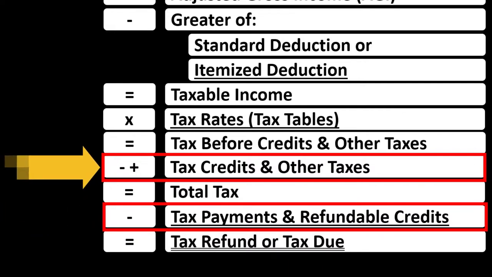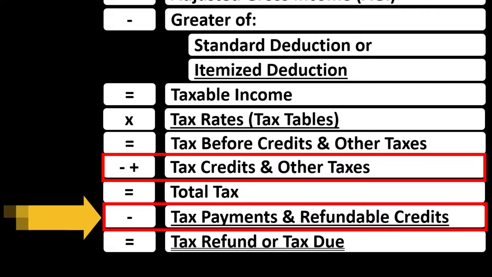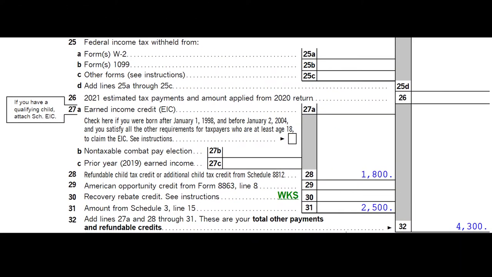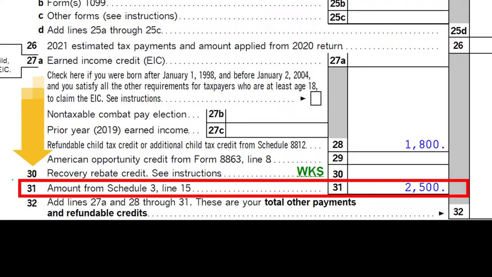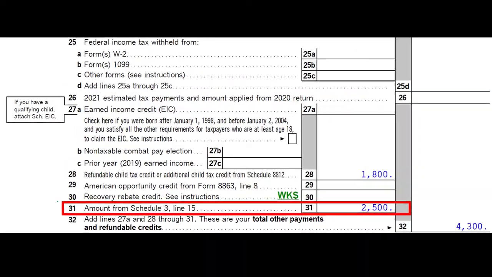The non-refundable credits do not take the liability below zero. Refundable credits can, and therefore, if that was the case, you would get a refund, but it's not really a refund in that case, because it's kind of like a benefit program. Also note that some credits might have a non-refundable portion and a refundable portion. We're on the second page of the Form 1040, looking at line 31. The credit would roll into Schedule 3 and then roll into this second page of the Form 1040.